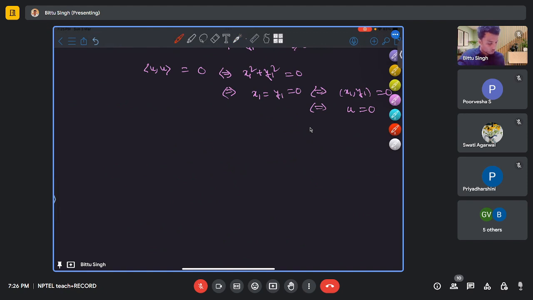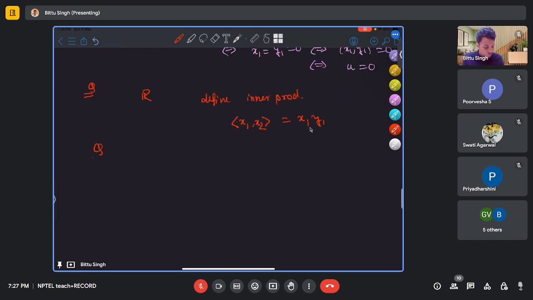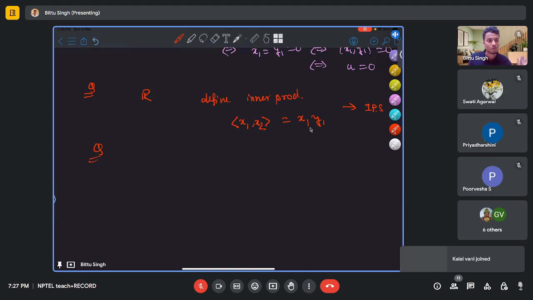So let's check another example, for complex numbers C. For real numbers, from the previous definition it is clear that we can define the inner product by this formula: take one vector x1, another vector x2. The inner product can be defined in this way, multiplying component-wise. There is only a single component, so multiply those two things. Now, can we do that for complex numbers also? So this is an inner product space, IPS: a vector space together with an inner product structure.